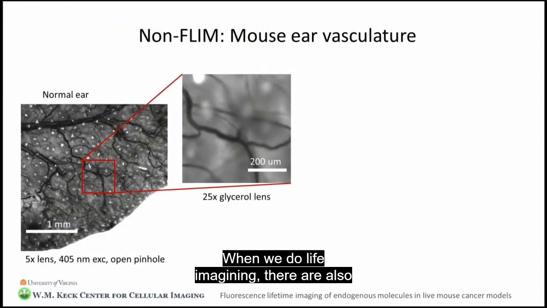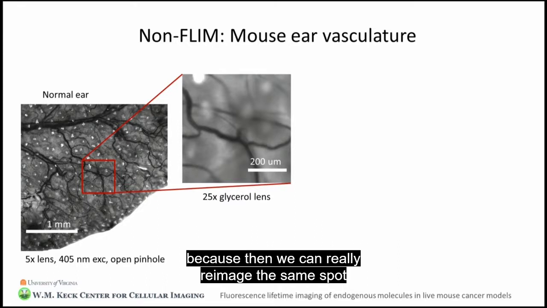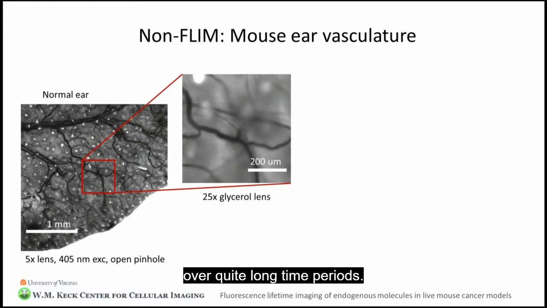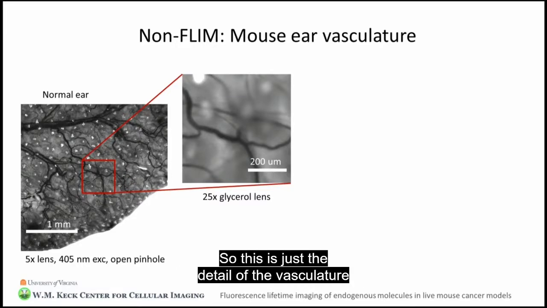Of course, when we do live imaging, there are also some images that are not directly related to FLIM. This is an example of not-confocal imaging with a confocal microscope, where we observe the vasculature making shadows on the general autofluorescence of the mouse tissue. This is very important for us because then we can really re-image the same spot on the mouse ear over and over again over quite long time periods. This is just a detail of the vasculature in a healthy ear tissue.